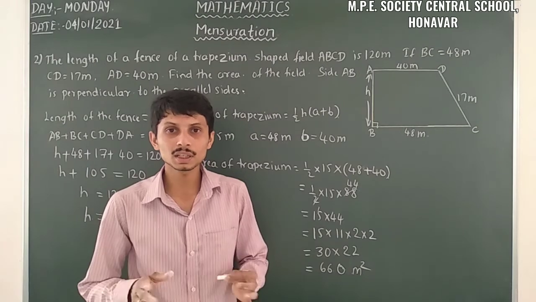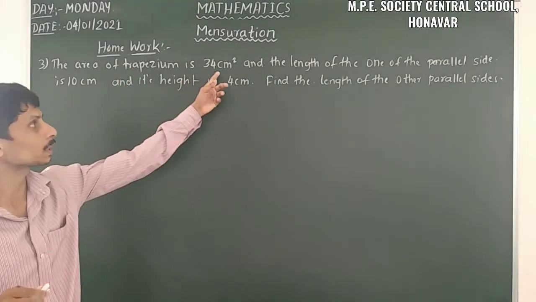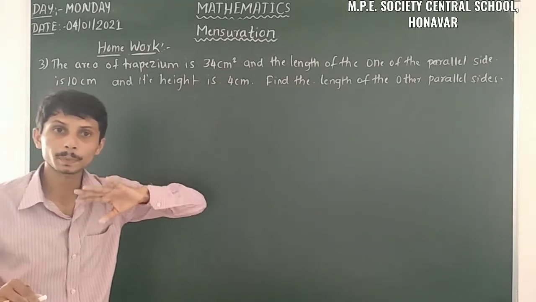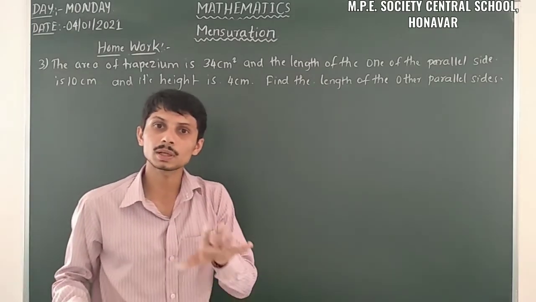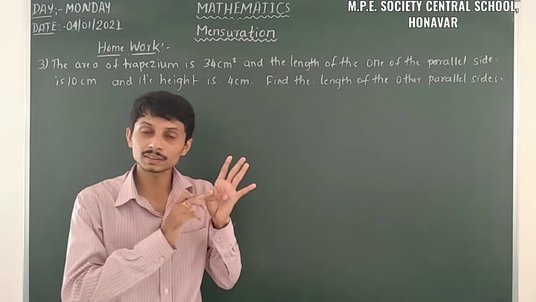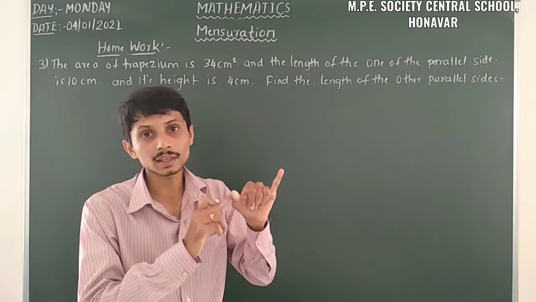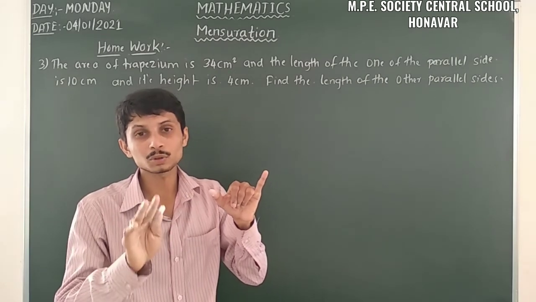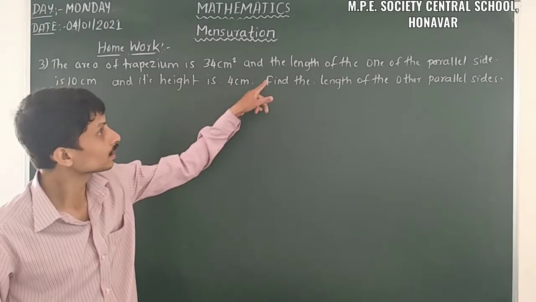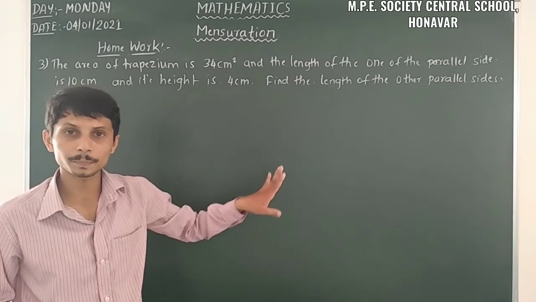So let us take some homework. Take one homework here. Just observe, we have the area of a trapezium, which is 34 centimeter square. The area of the trapezium is already given. In the formula, area of trapezium is equal to half into h into a plus b, there are 4 quantities: the area of the trapezium, the height, and a and b. The area is given, so you have to substitute the value of the area in place of area of trapezium in the formula. Then the length of one of the parallel sides is given.